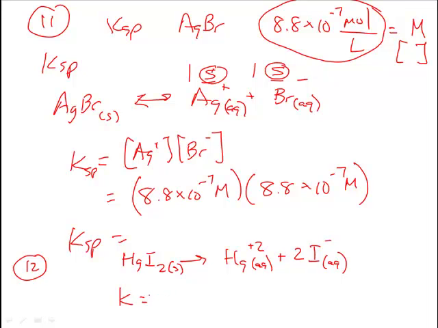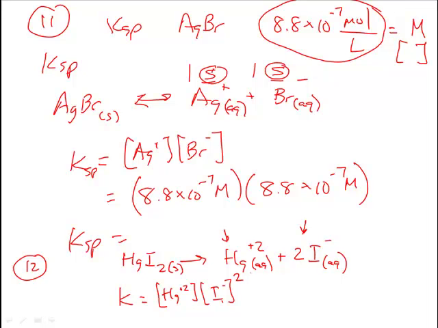You're given an equation. What's the equilibrium expression for that equation? What is written first? Hg plus 2 times what? I. And what power is the I2? Squared. Now, this here would be how to do the equilibrium. If you were told the concentrations of this or the concentration of this, you could do the problem.